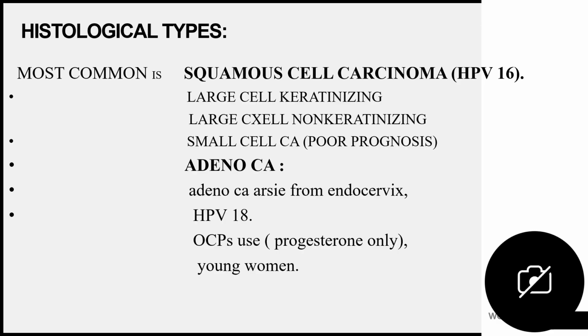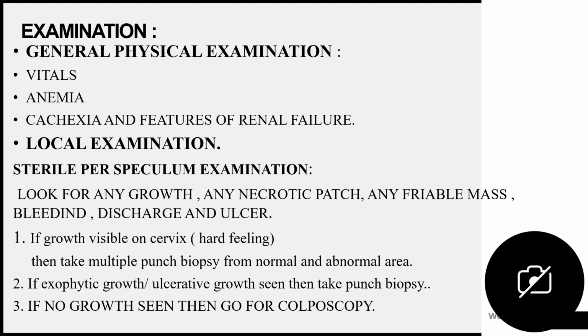Now, what are the histological types of cervical cancer? Most common is squamous cell carcinoma that is caused by HPV-16, and the adenocarcinoma that arises from the endocervix is caused by HPV-18, associated with OCPs, progesterone only, and occurs in young women.